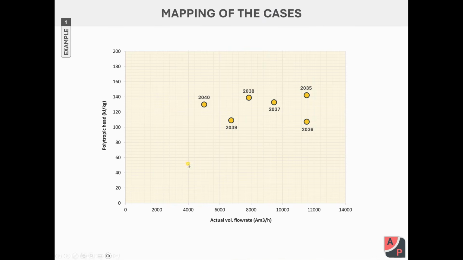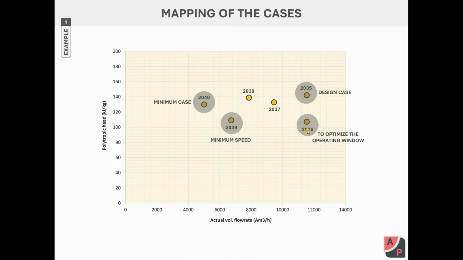Here are the mapped cases in the polytropic head and actual volumetric flow rate plot. So which cases should be selected for the datasheet? My selection is 2035 as the design case, simply because this one defines the maximum speed of the compressor. 2040 is clearly the minimum flow rate case. 2039 likely defines the minimum speed. And 2035 is just to refine the operating envelope to optimize the compressor curve.